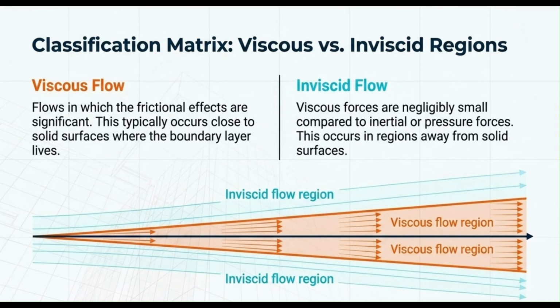Now we will classify viscous and non-viscous, otherwise called inviscid, regions. In many practical flows, we divide the flow into viscous and inviscid flow. Viscous flow refers to the regions where frictional effects are important. These effects are usually strongest near solid surfaces, especially inside the boundary layer. Inviscid flow refers to regions where viscous forces are very small compared to the pressure or inertial forces. This usually occurs away from solid boundaries.